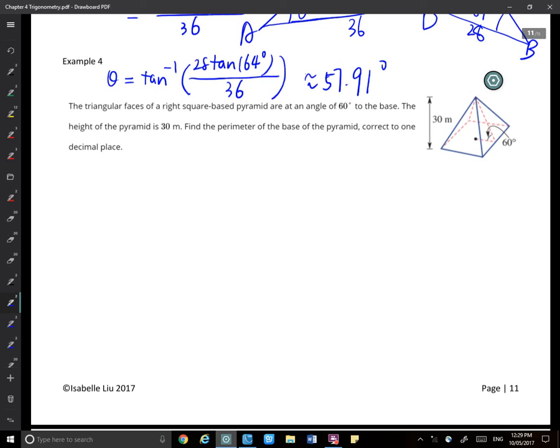Example 4. The triangular faces of a right square-based pyramid are at an angle of 60 degrees to the base. The height of the pyramid is 30 meters. Find the perimeter of the base of the pyramid. It's a square-based pyramid. If I can know the length of the square, I can know the perimeter easily.